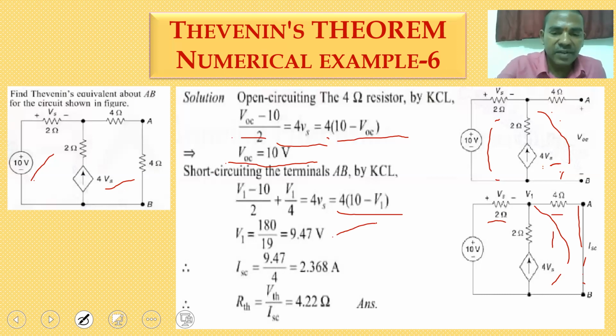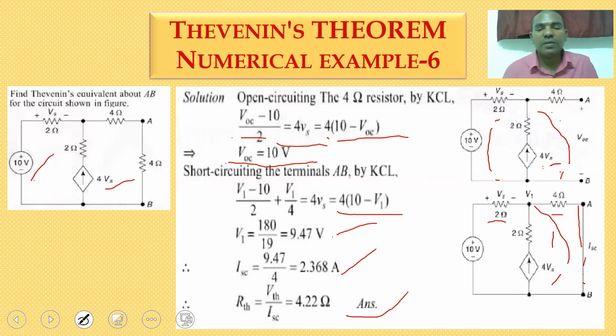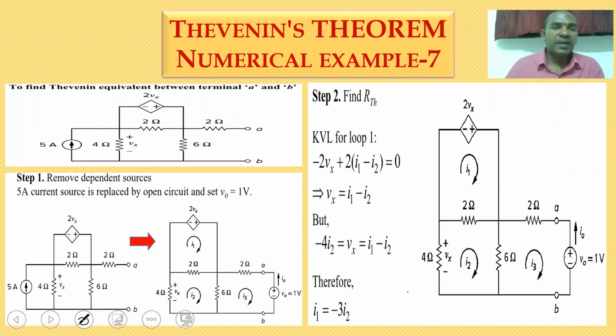Once you have calculated V1, the short circuit current ISC is equal to 9.47 divided by 4, so 2.368 amperes. Then RTH is equal to VOC divided by ISC, or VTH divided by ISC. So you can get 4.2 ohms. Okay. Another example of Thevenin's circuit.